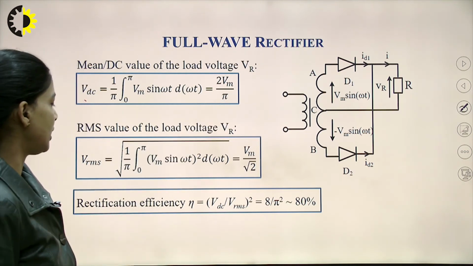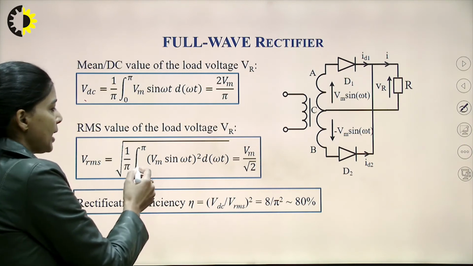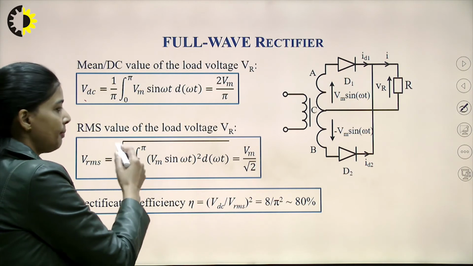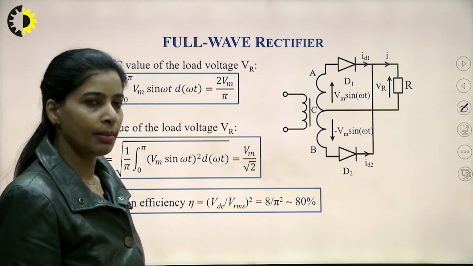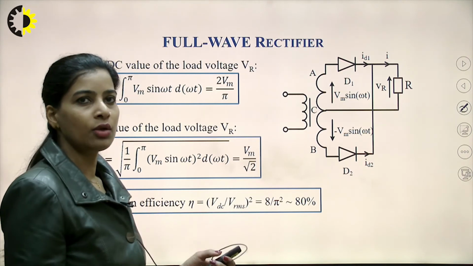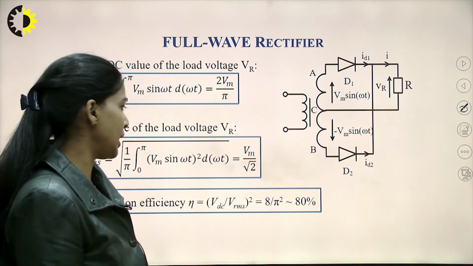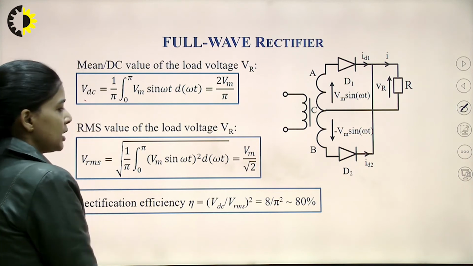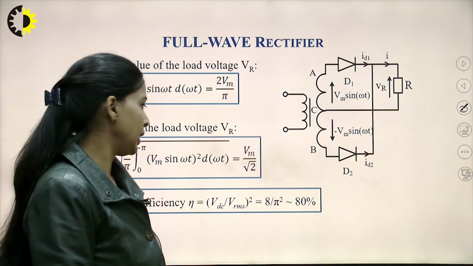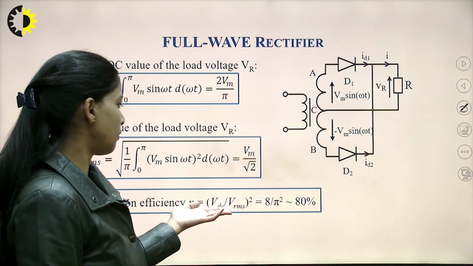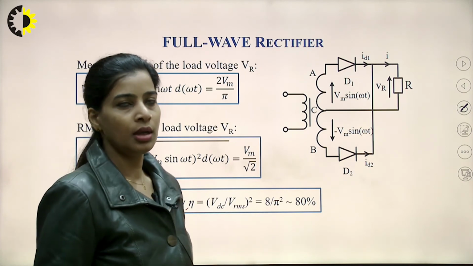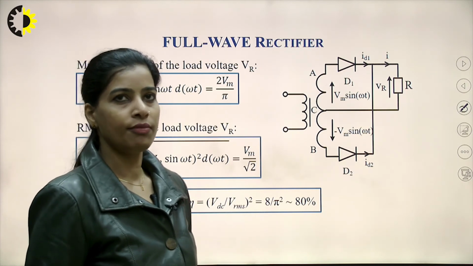Vrms, we can calculate it: 1 upon pi, integral 0 to pi, Vm sin omega t whole square d omega t, and complete root, or that I have written 1 by 2, will give us Vm by root 2. We have calculated it for the current, Im by root 2. So rectification efficiency, we have calculated with the current, we can calculate it in terms of voltages, VDC by Vrms. So that will give us 80% efficiency for the full wave rectifier.